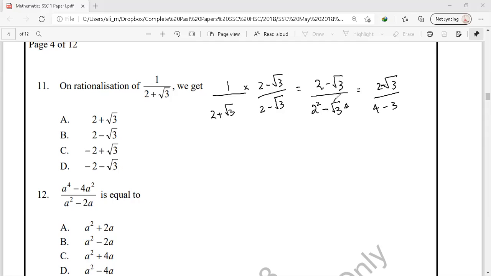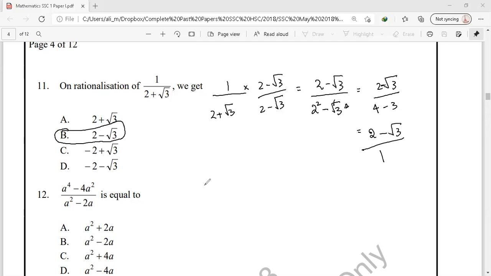सो ये स्क्वायर और रूट कैंसिल हो जाएंगे. सो रिमेनिंग हमारे पास बचेगा 2 माइनस रूट 3 ओवर 1. सो द करेक्ट ऑप्शन वी हैव इज ऑप्शन बी फॉर क्वेश्चन नंबर 11. Similarly, question number 12 की तरफ चलते हैं.